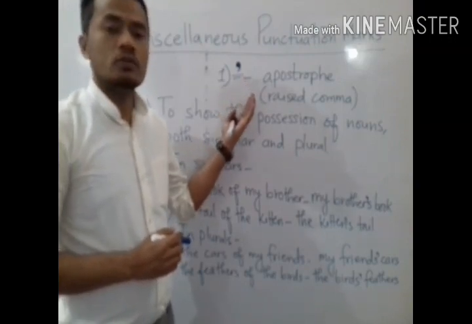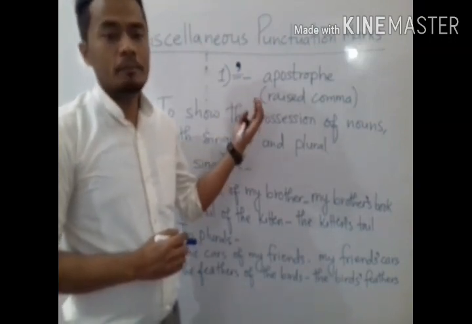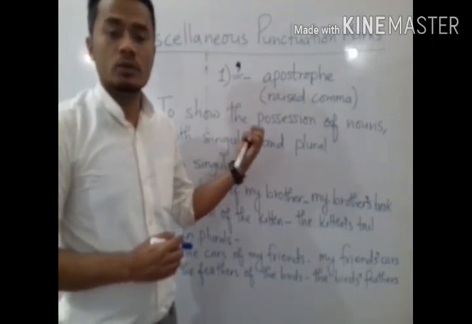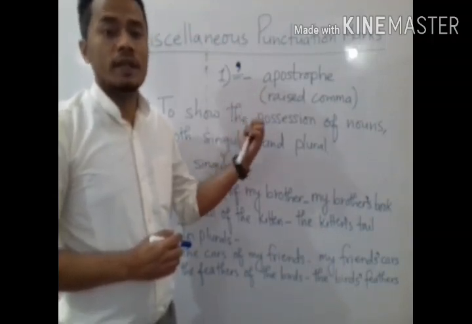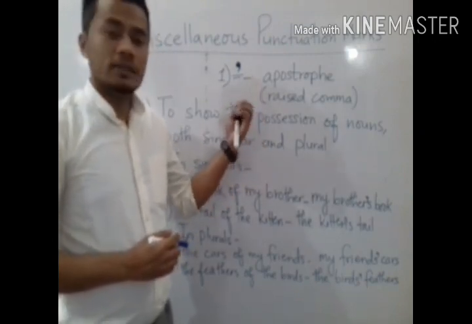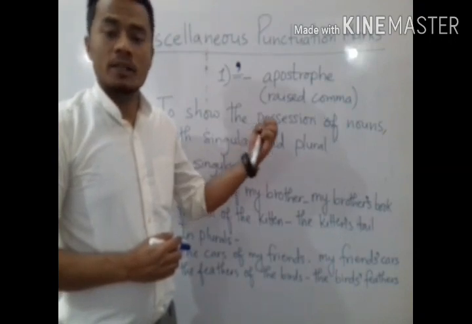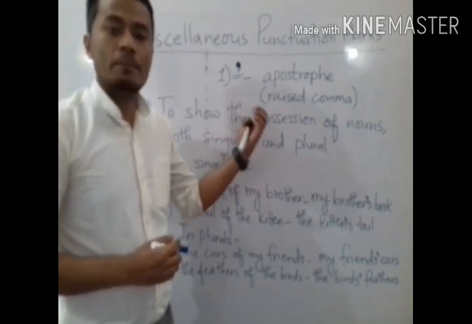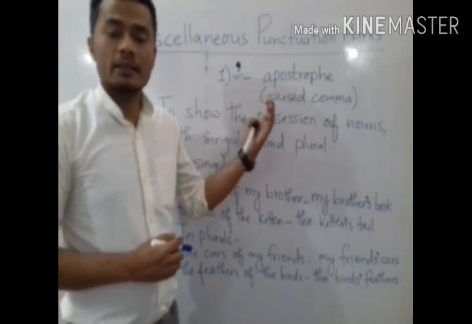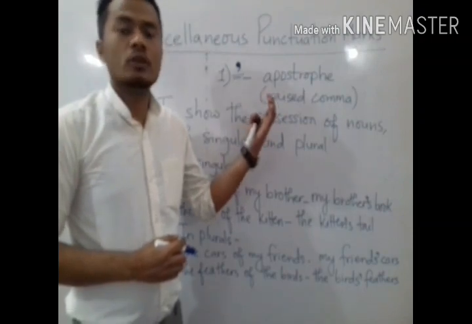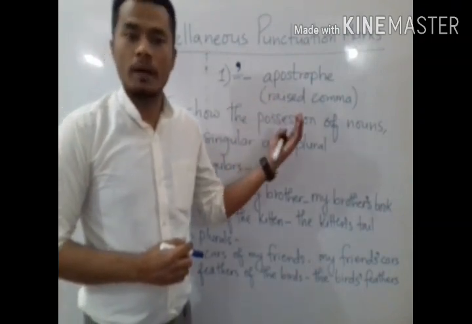So, apostrophe is also called raised comma because it looks like a comma. But how it is used with words is different from the use of comma, because comma is used at the bottom of the words, but apostrophe is used at the top of the words, so it is also called raised comma.